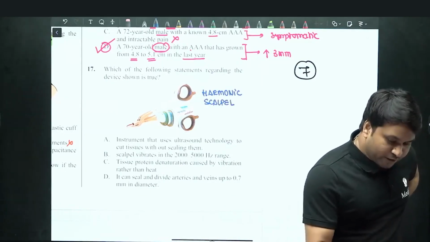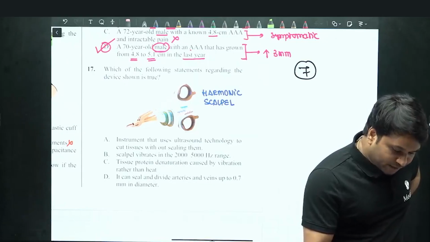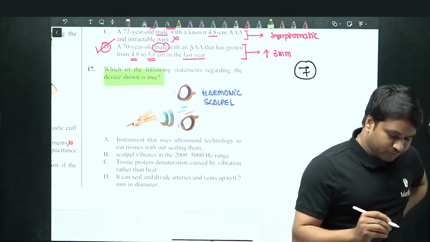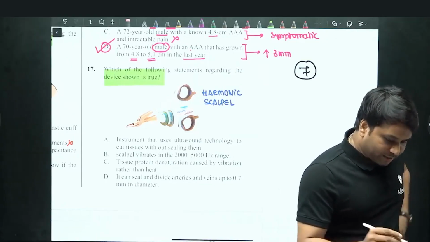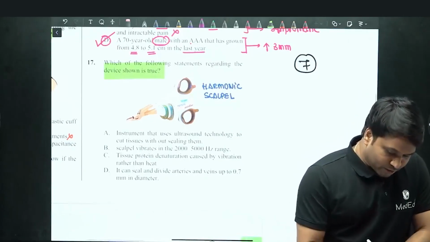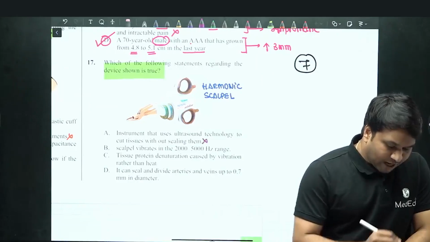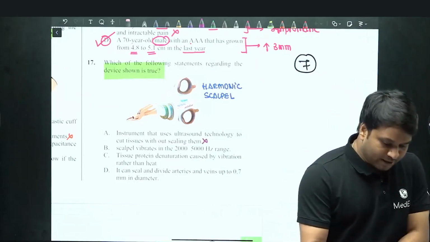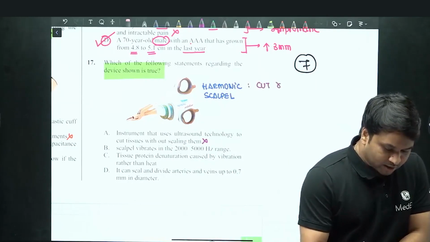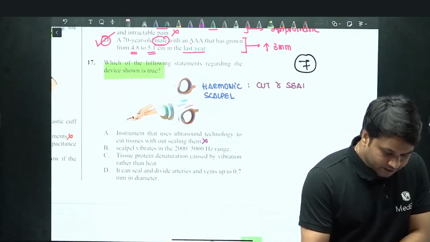Now, which of the following statements regarding the device shown is true? Now let's analyze the statements. The instrument that uses ultrasonic technology to cut the tissue without sealing them. See, harmonic scalpels have the ability to both cut and seal. It can cut and seal.